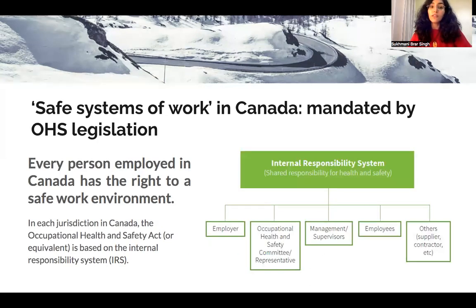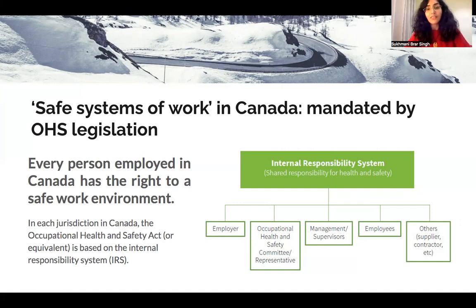So safe systems of work is a requirement in Canada. It is mandated by the OHS legislation. Every person employed in Canada has the right to a safe work environment. In each jurisdiction in Canada, the Occupational Health and Safety Act, or its equivalent, is based on the internal responsibility system. So what is the internal responsibility system?